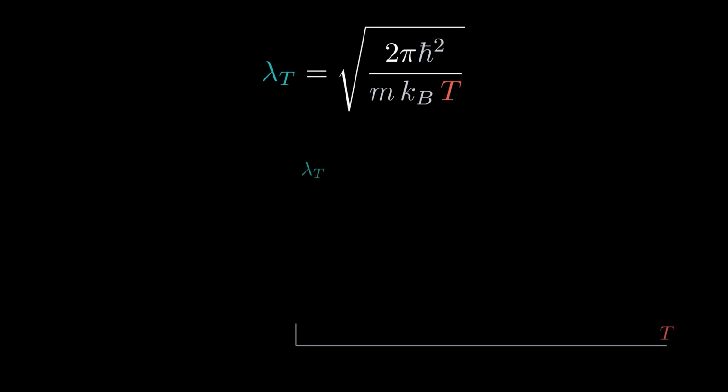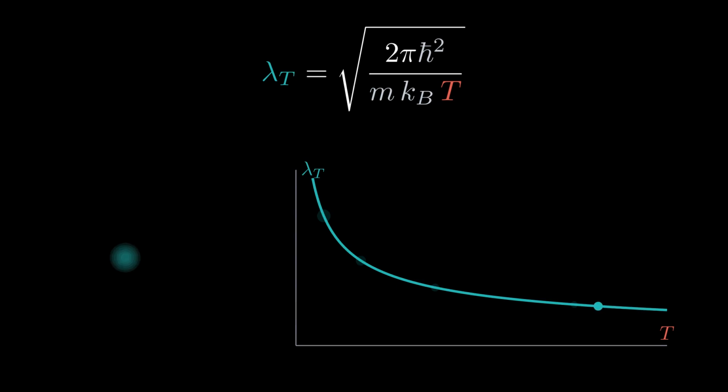Now watch what that means on the graph. As T falls toward absolute zero, lambda T does not shrink, it climbs and keeps climbing without bound. Every atom's matter wave swells as the gas gets colder. That single fact is the engine of everything that follows.